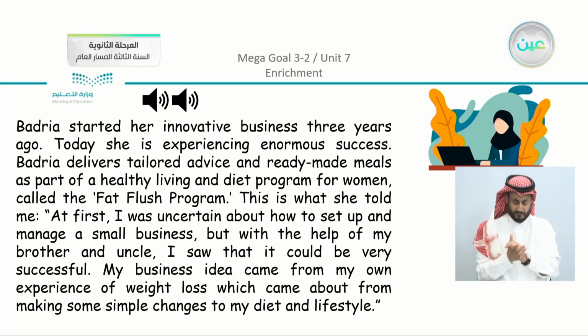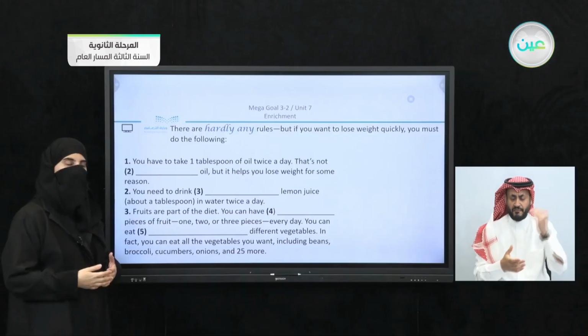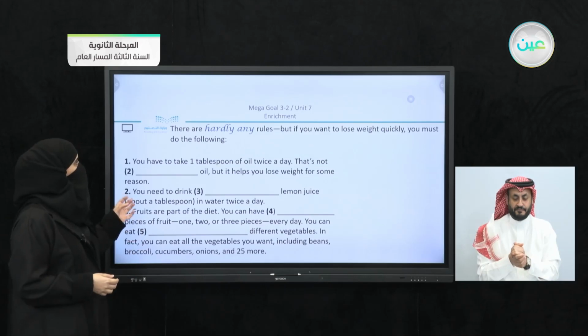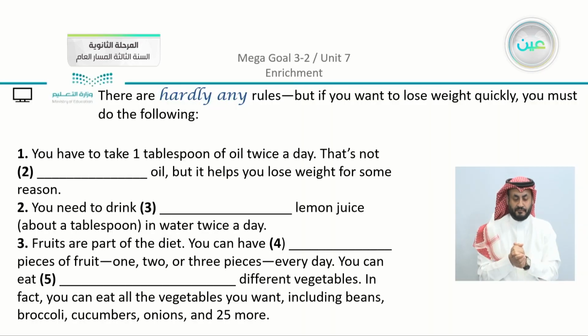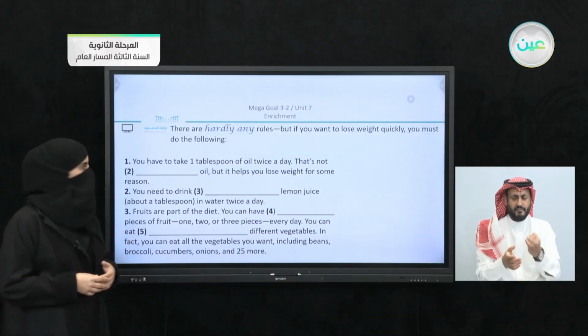Okay, so we are going to just answer or complete based on what we heard. Now we have here, there are hardly any rules, but if you want to lose weight quickly, you must do the following. This is just actually the completion of what Badriya is saying. So we're going to complete here using what we must apply. You can see that we have here many words that we can apply. We're going to see it together.